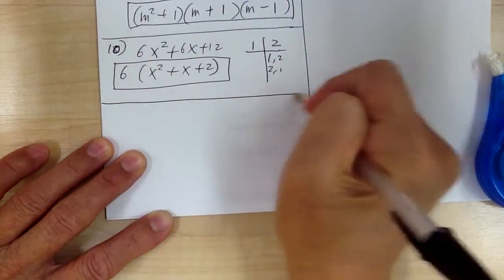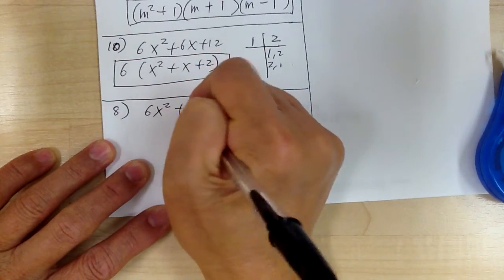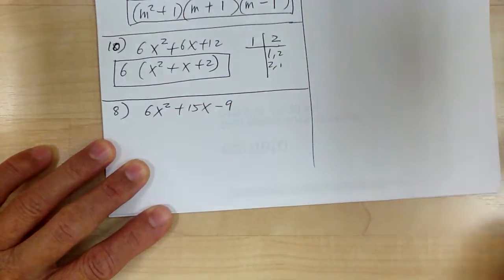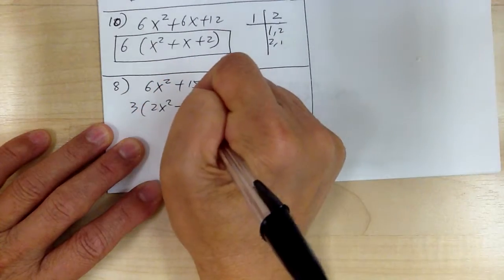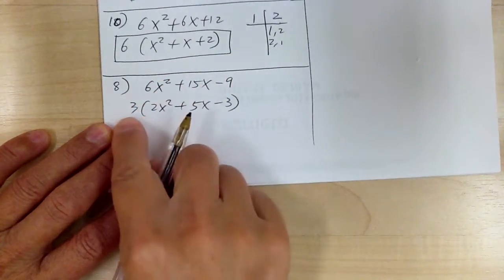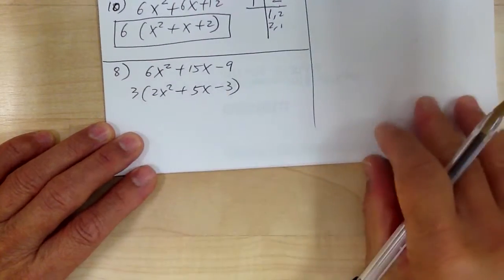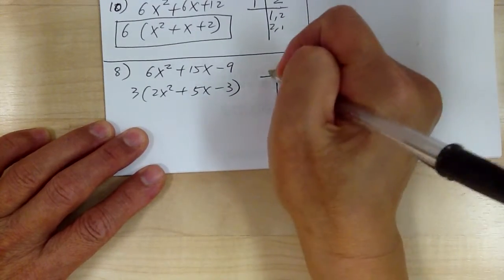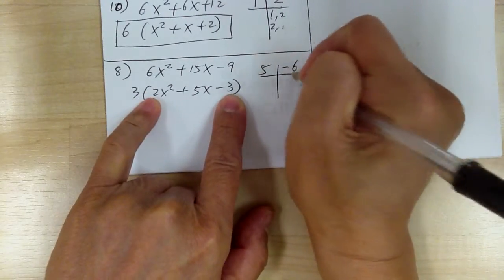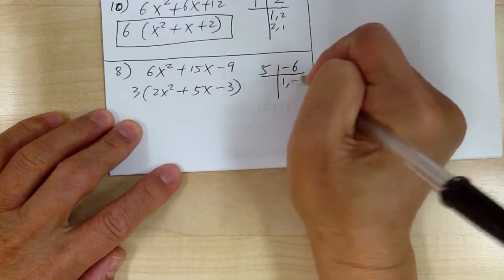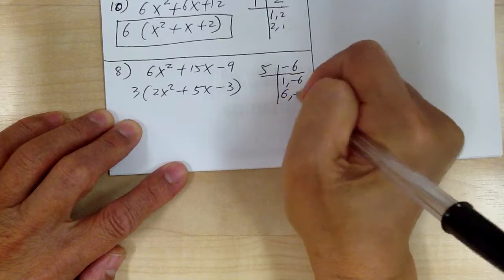Okay, so let's go back to 8. So you got 6x squared plus 15x minus 9. So step 1, common factor, factor out of 3. Step 2, perfect square. This is not a perfect square. 2 is not a perfect square, right? So you go to step 4, master product. Now master product, you have to multiply these two numbers. So don't just use negative 3, you have to use negative 6. So you go 1 comma negative 6. This will give you the correct number. The sign is wrong, so you have to go 6 comma negative 1.